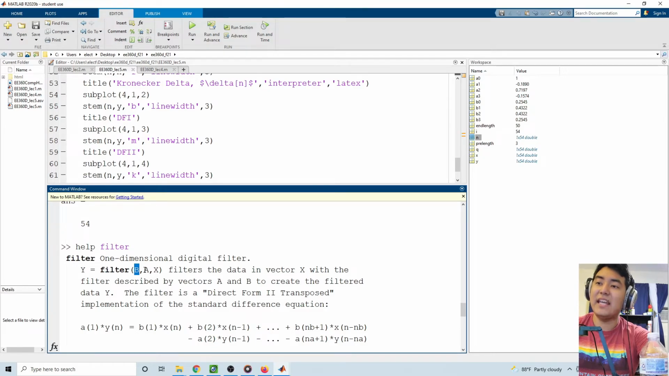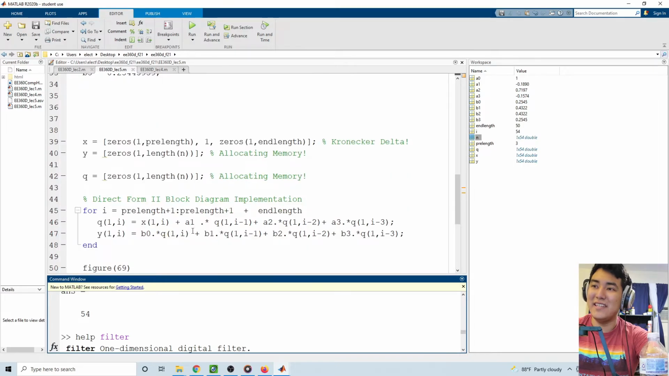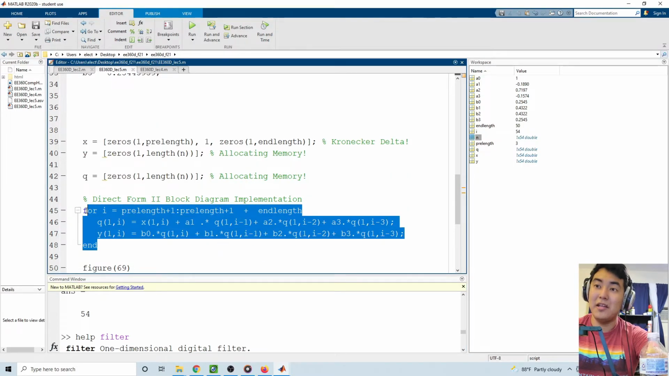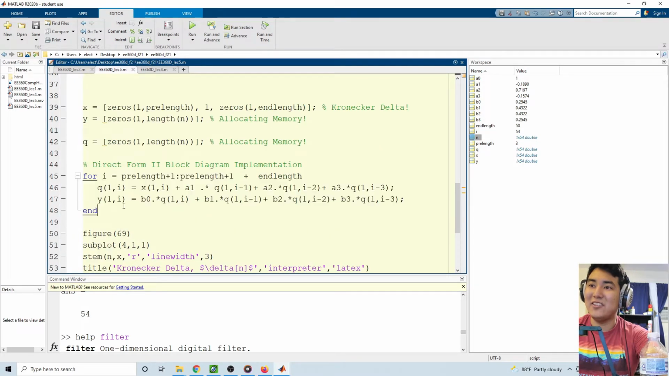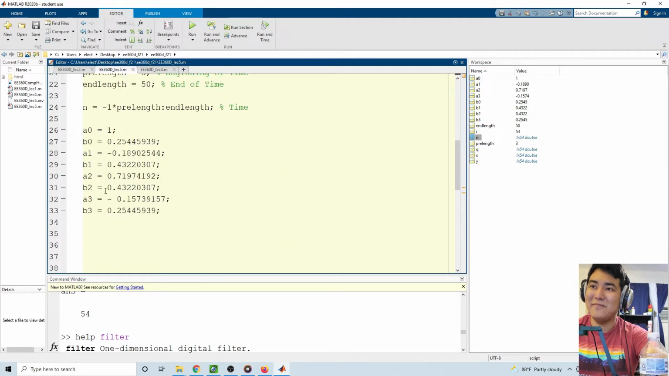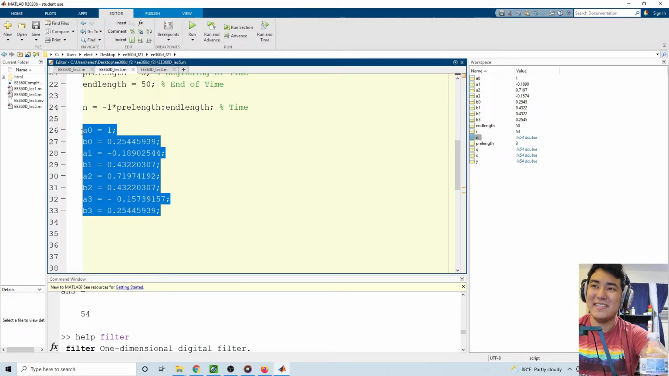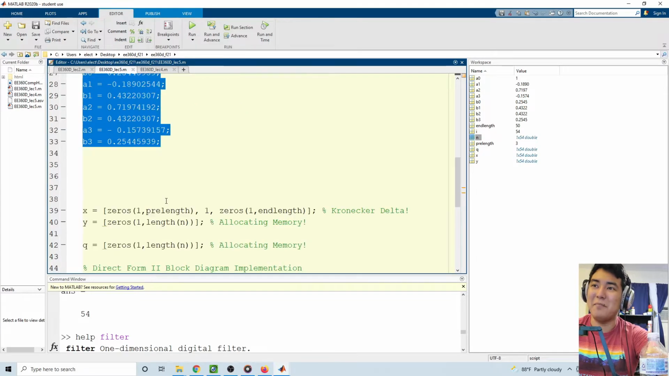Filter, B-A-X. It takes in vector X, your input, and then it's whatever your system is. Here's the B's, here's the A's, and it creates a filter. So instead of building this, yes, you can build this in your program, your Arduinos, whatever you want. Instead of doing all this math, go for this. Use your gains, use your op amps.